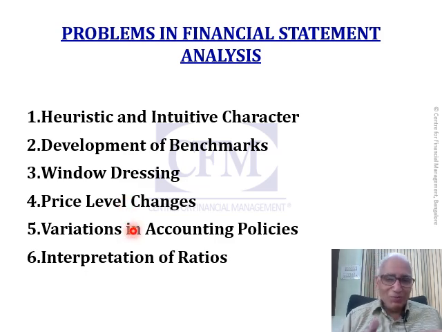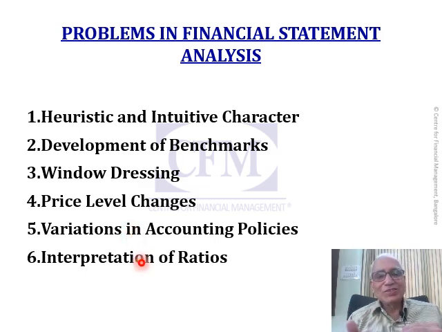5. Variations in accounting policies. Firms adopt different kinds of accounting policies. A firm may adopt very conservative accounting policies. Another firm may adopt very aggressive accounting policies. It is very difficult to compare the ratios of firms which have very divergent accounting policies.